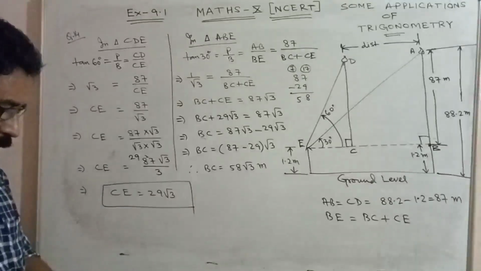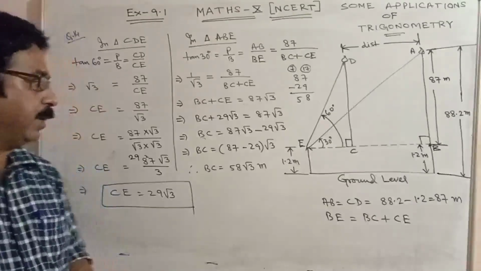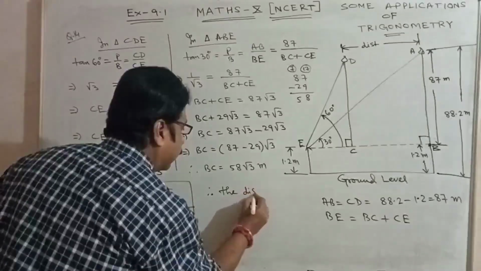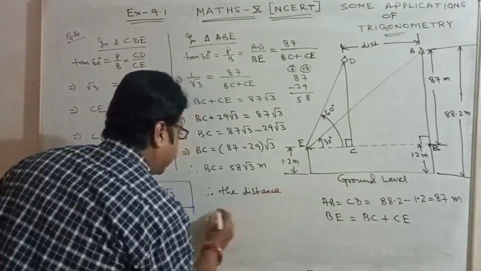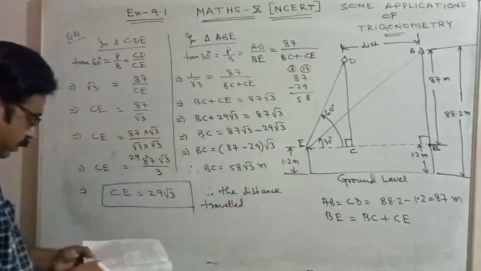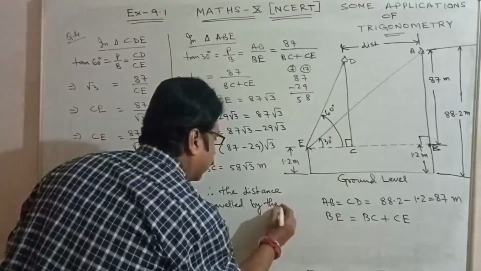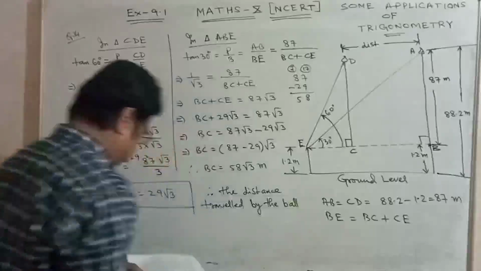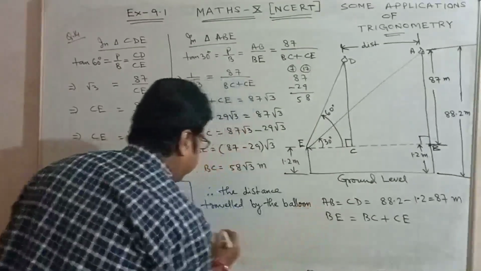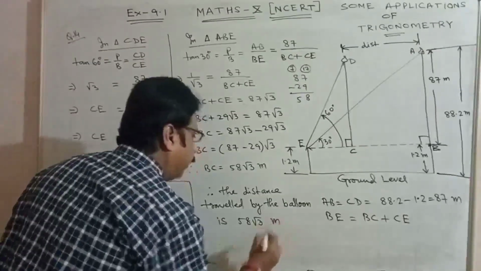Find the distance traveled by the balloon during the interval. Therefore, the distance traveled by the balloon is 58 root 3 meter.